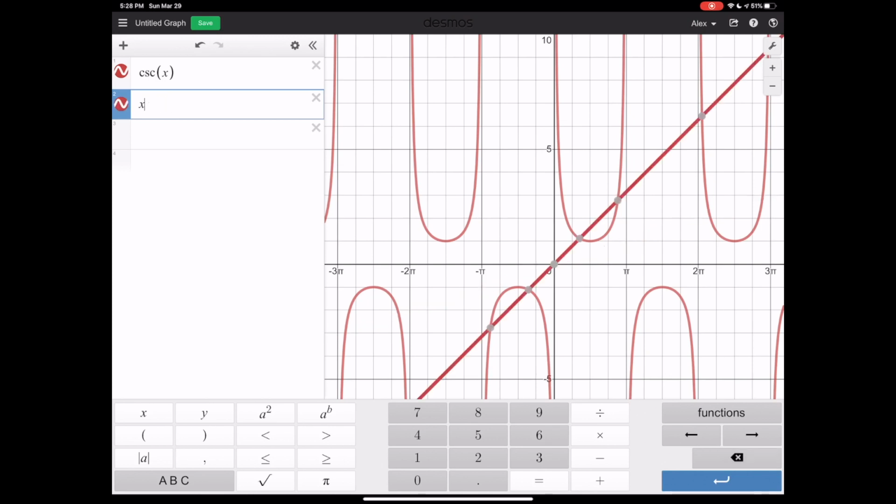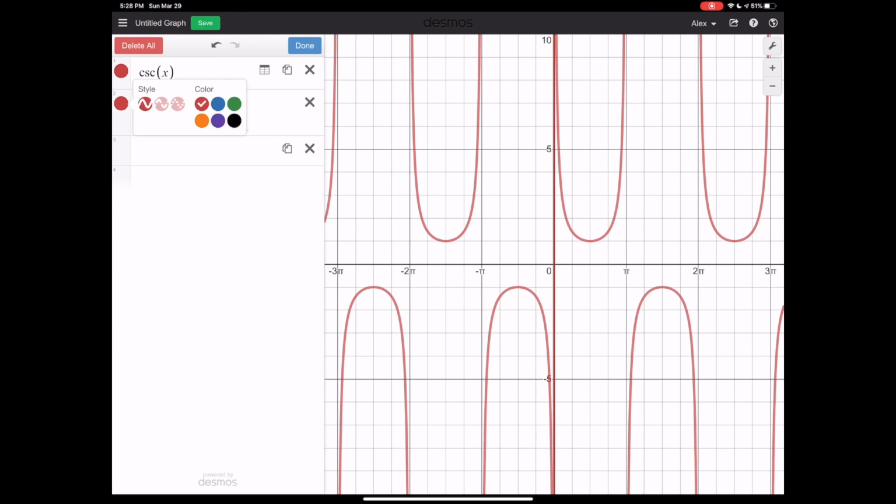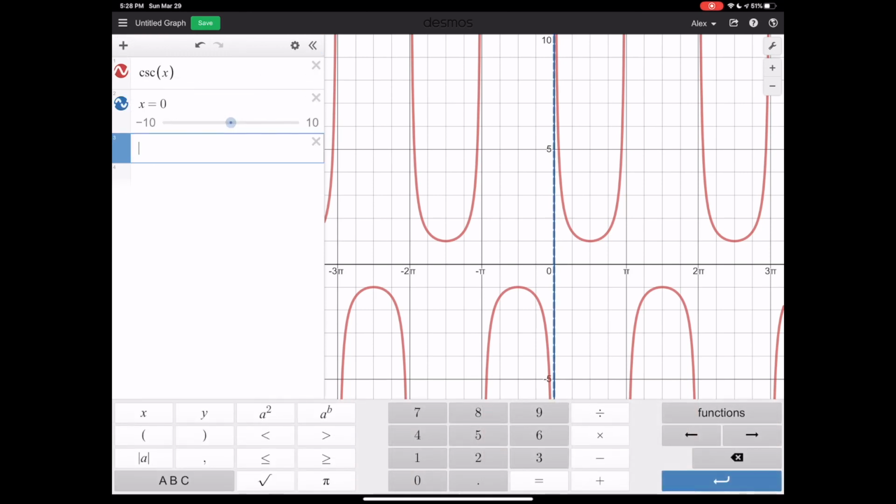So let's just do x is equal to 0. Red's a terrible color. So there's one vertical asymptote. We know we had another one at pi. So there's another vertical asymptote. Then another one's at 2 pi, etc.